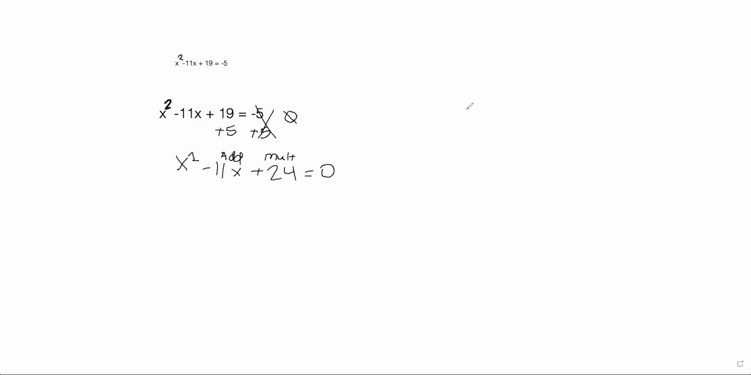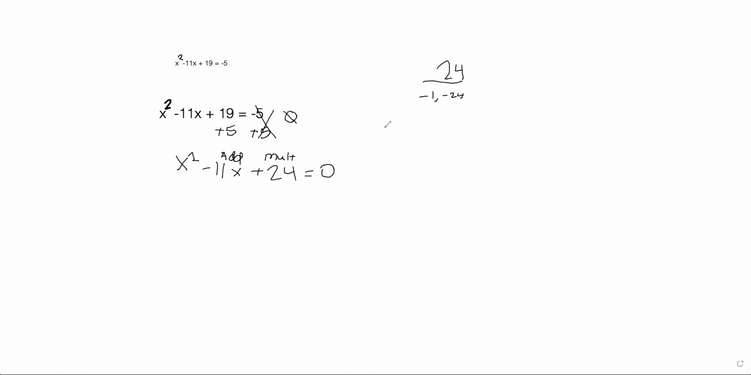So multiples of 24, what are they? Well, because they add up to make a negative number, it means that they're going to both have to be negative, because a negative times a negative is a positive. A negative plus a negative is a negative. So we know it has to be two negative numbers that would work for us here. So 24 has negative 1 and negative 24.